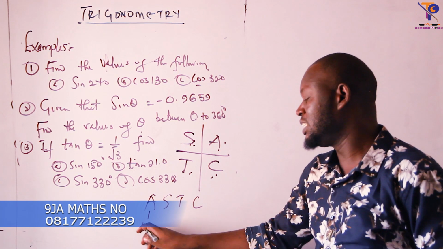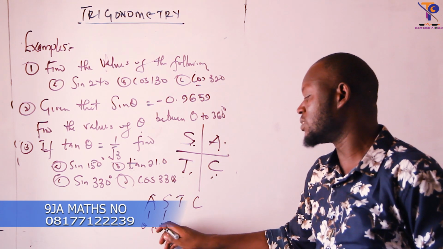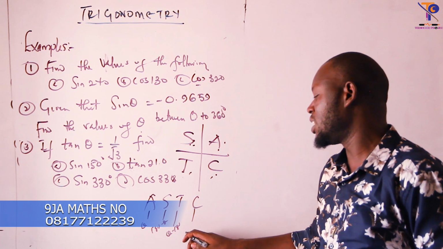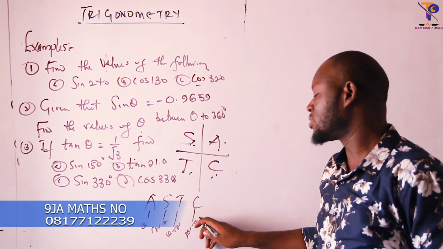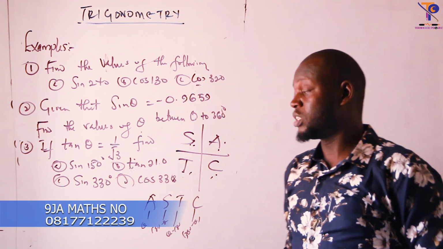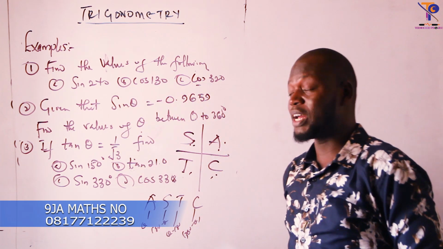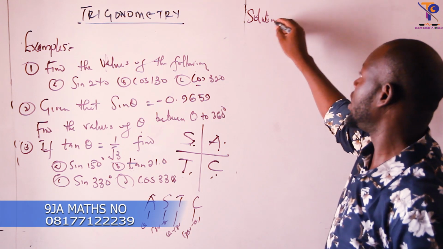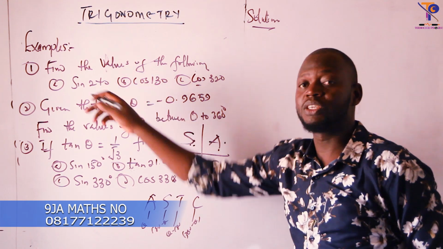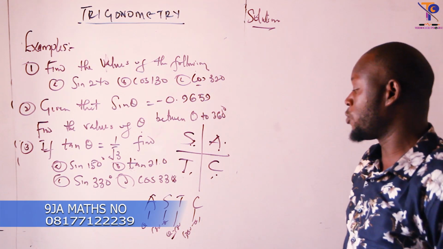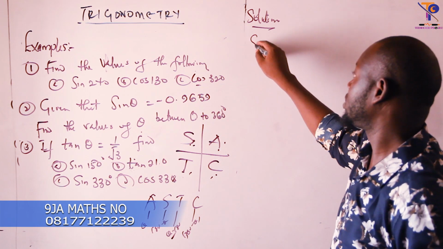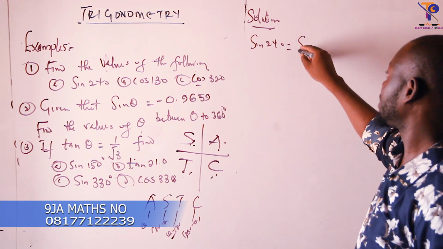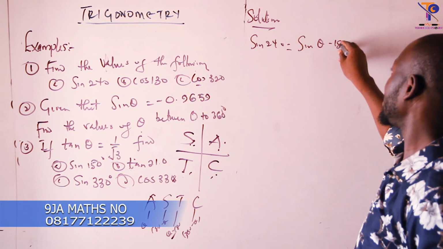And this is theta, this one is 180 minus theta. Don't forget this one is theta minus 180, and this one is 360 minus theta. So we pick one when we look at it here, then we solve. Going by the solution here, 240 is in the third quadrant, so we go by this. That means sine 240 is equal to sine of theta minus 180.